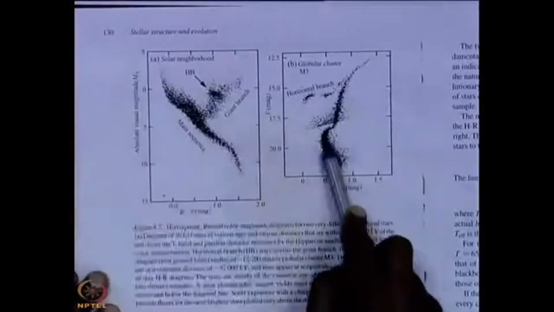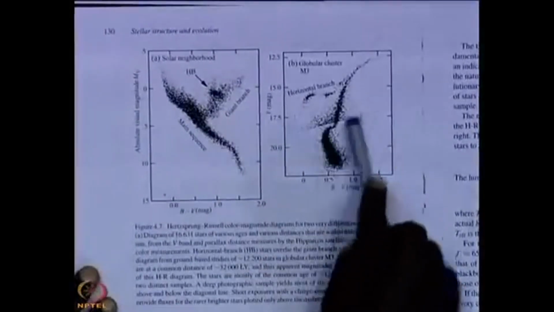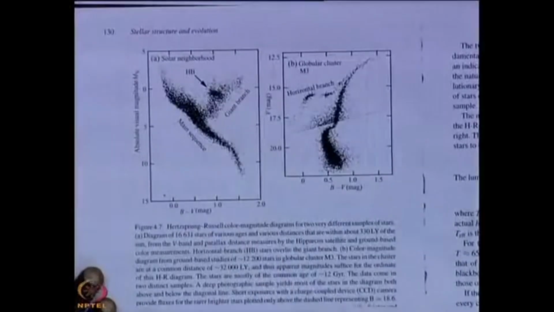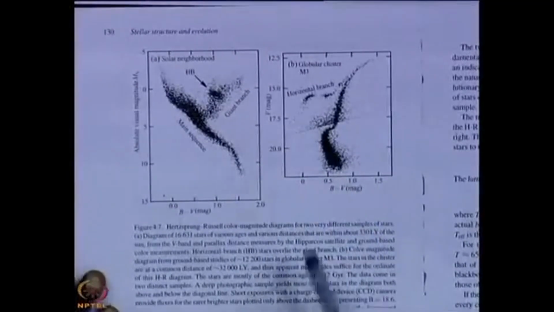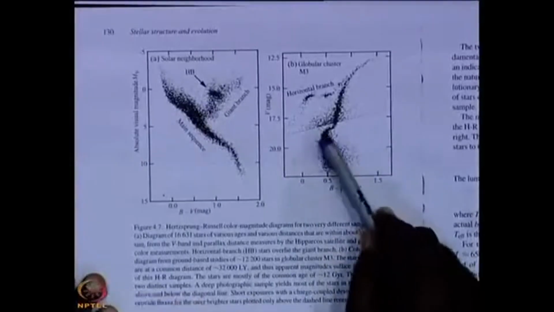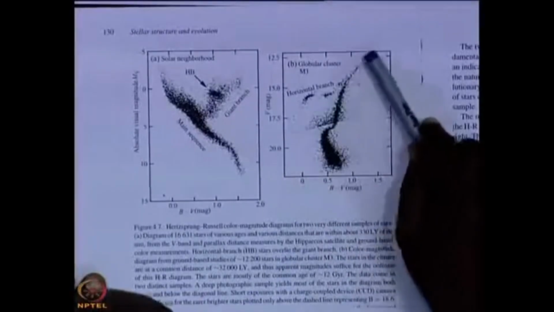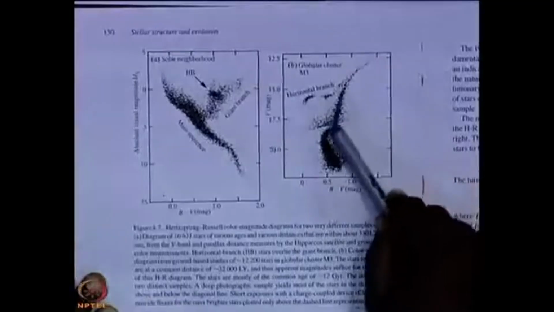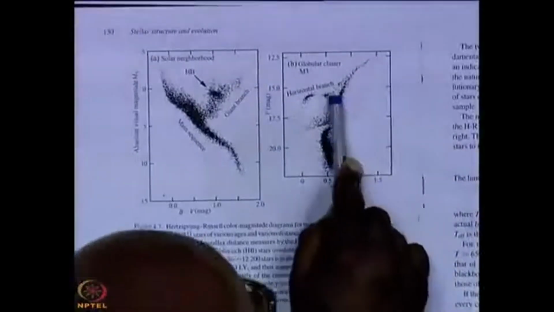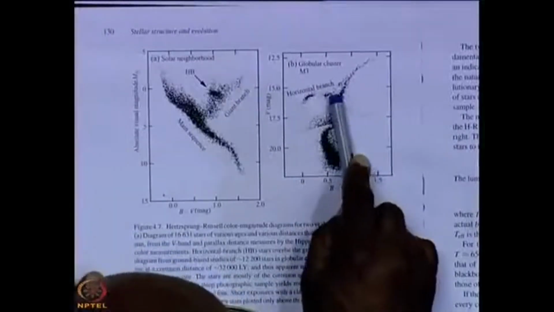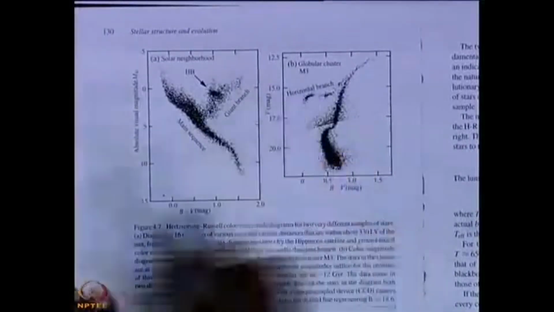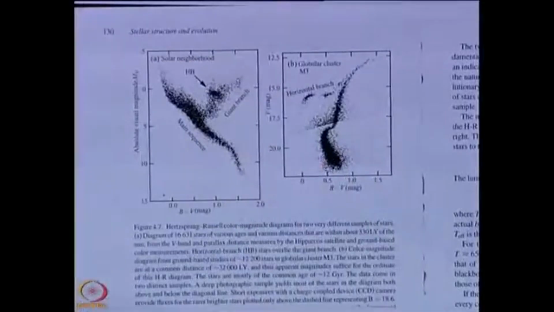So, if you look at the globular cluster, this is a particular globular cluster M3. Okay, so the globular cluster is called M3 on the Messier catalog. This is the main sequence. Here you have the giant branch. These are all giant stars off the main sequence, and here you have these stars which lie on what is called the horizontal branch. They are the horizontal branch stars.